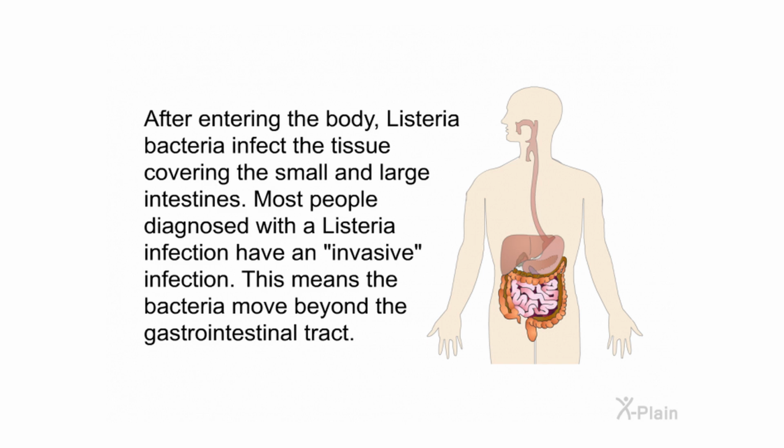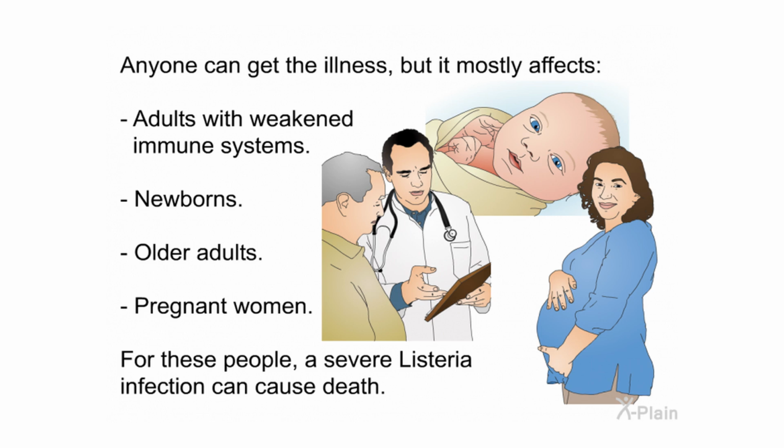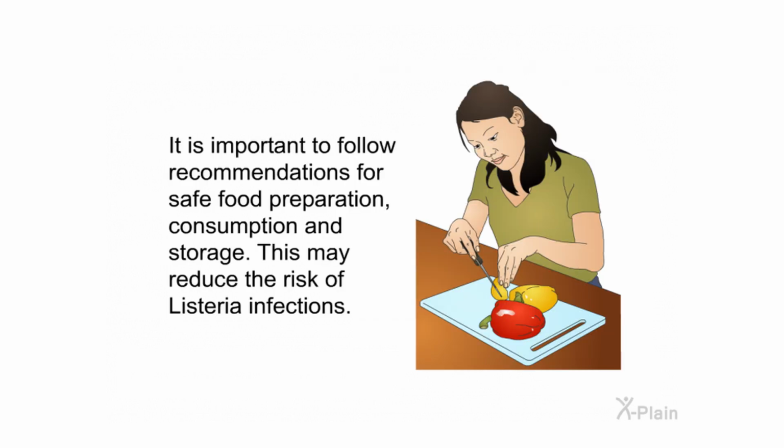After entering the body, Listeria bacteria infect the tissue covering the small and large intestines. Most people diagnosed with a listeria infection have an invasive infection. This means the bacteria move beyond the gastrointestinal tract. Anyone can get the illness, but it mostly affects adults with weakened immune systems, newborns, older adults, and pregnant women. For these people, a severe listeria infection can cause death. It is important to follow recommendations for safe food preparation, consumption, and storage. This may reduce the risk of listeria infections.